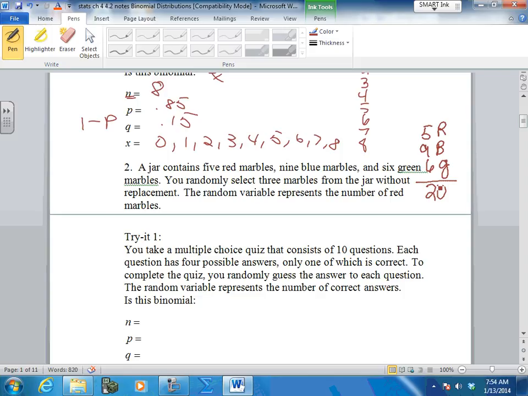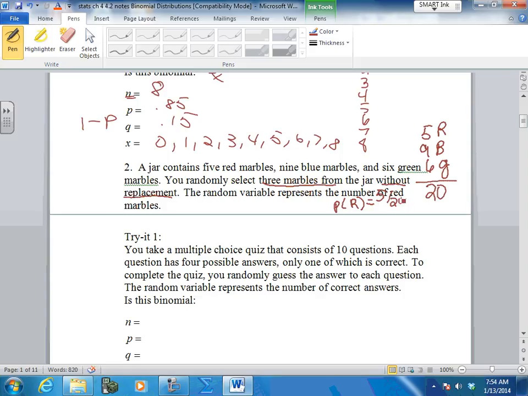Okay. So you randomly select 3 marbles from the jar without replacement. The random variable x represents the number of red marbles without replacement. Okay. Is this binomial? No. Why? Because it's changing. What is your probability of red when we start? 5 out of 20. Same probability of success in each trial.